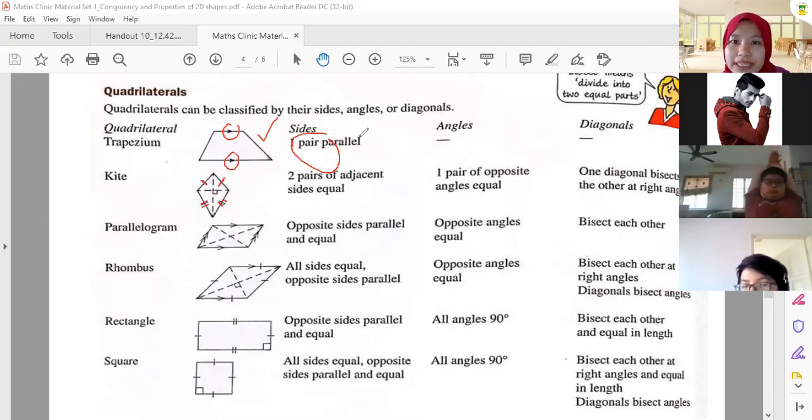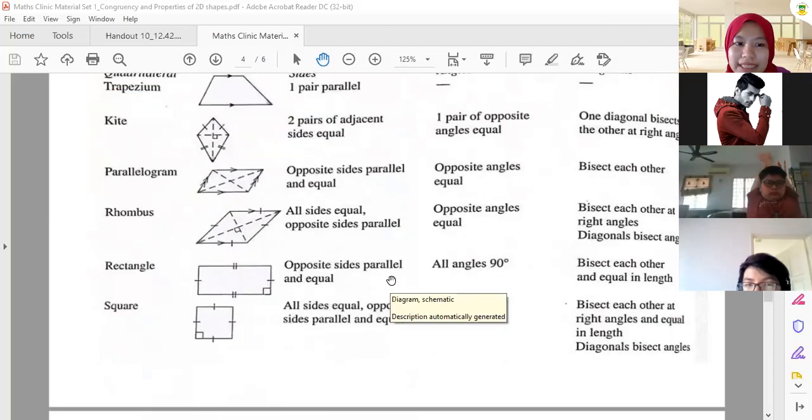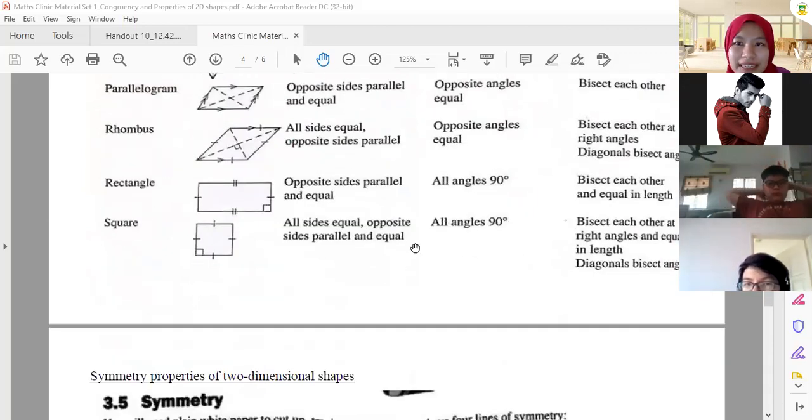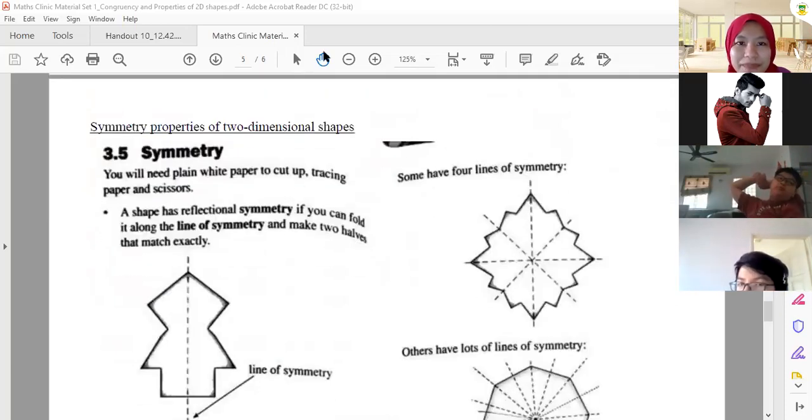Do you have any question regarding this? No question. All right. If you do not have any question, then I'll proceed. Then I'll give you 2 minutes break after this before we continue with the next chapter. Symmetry.